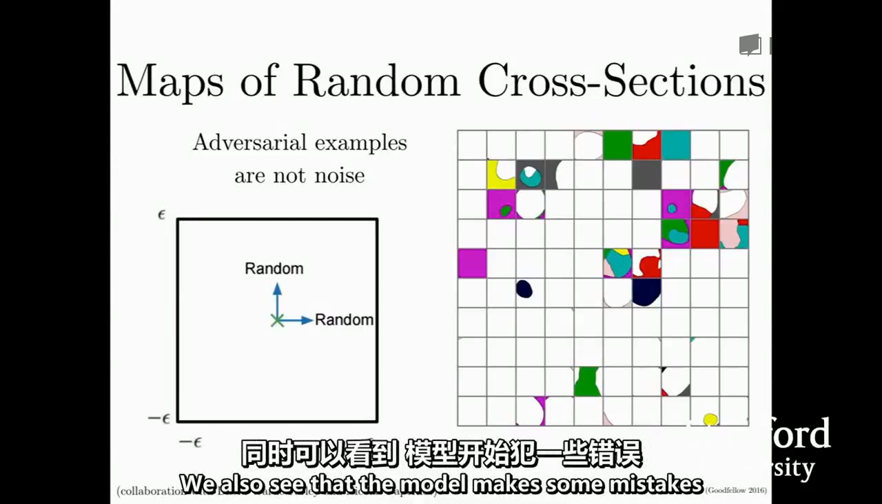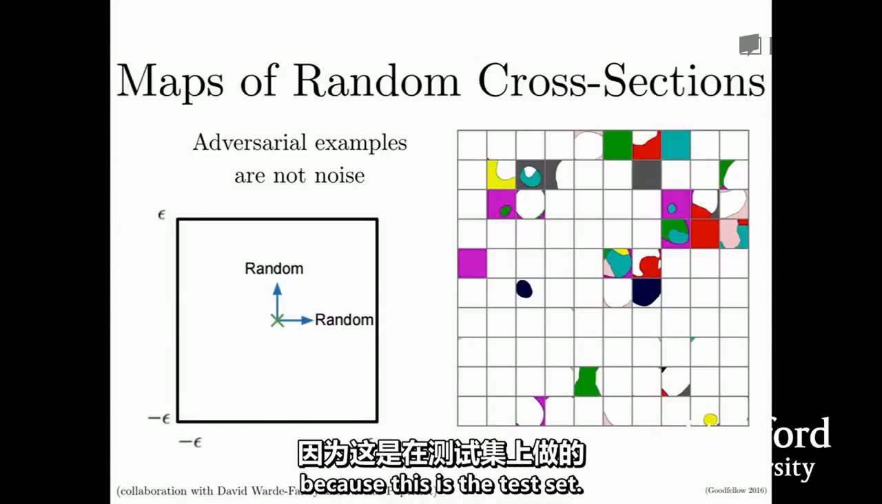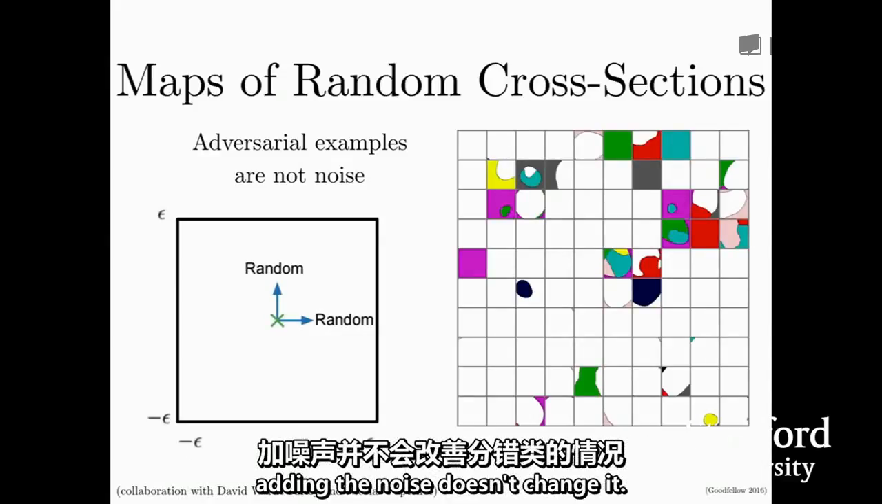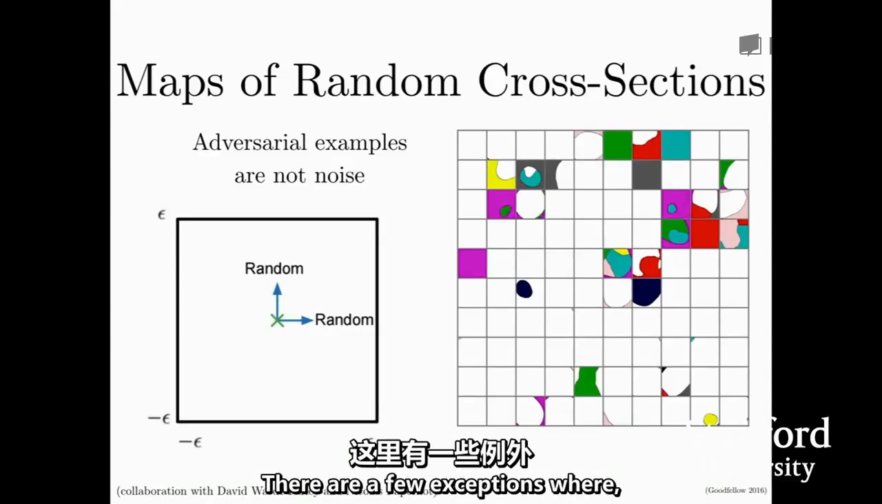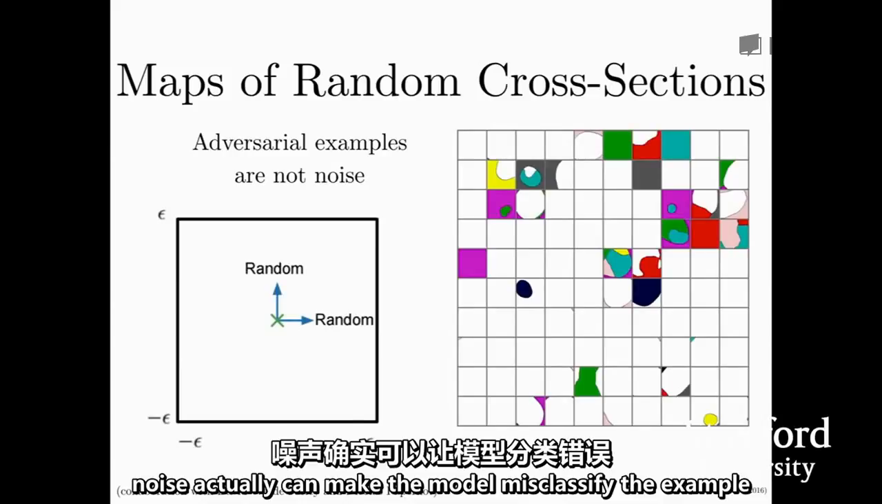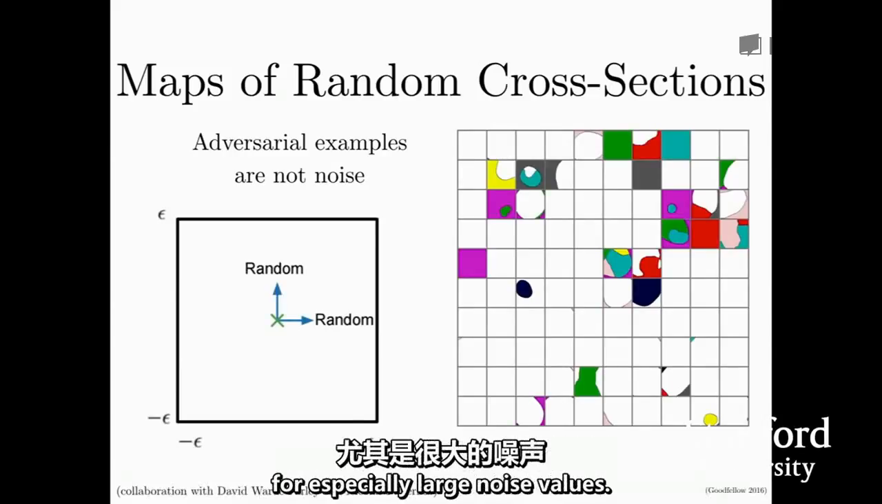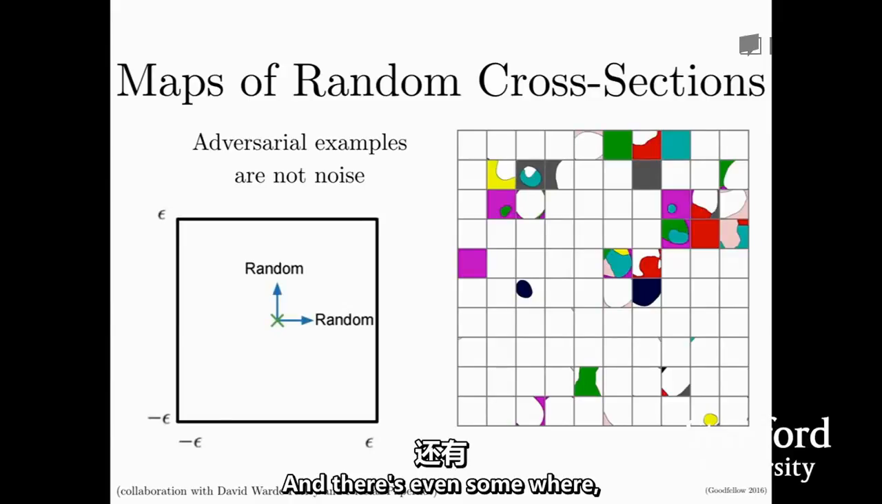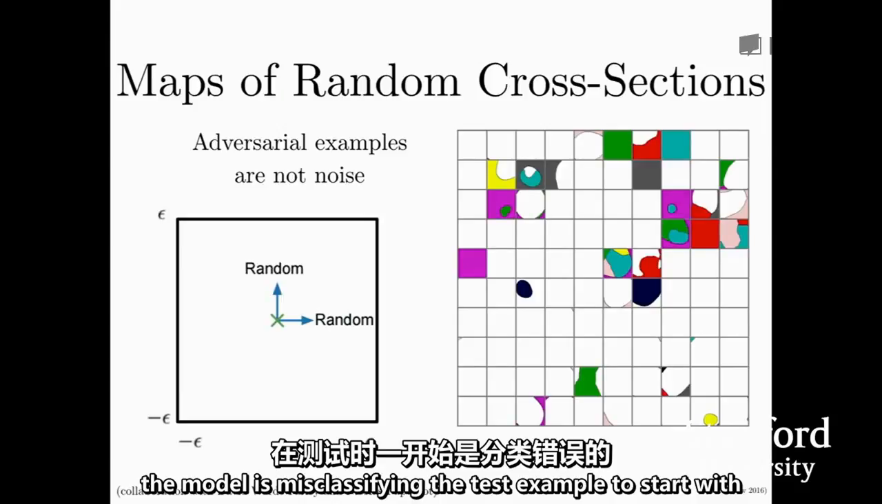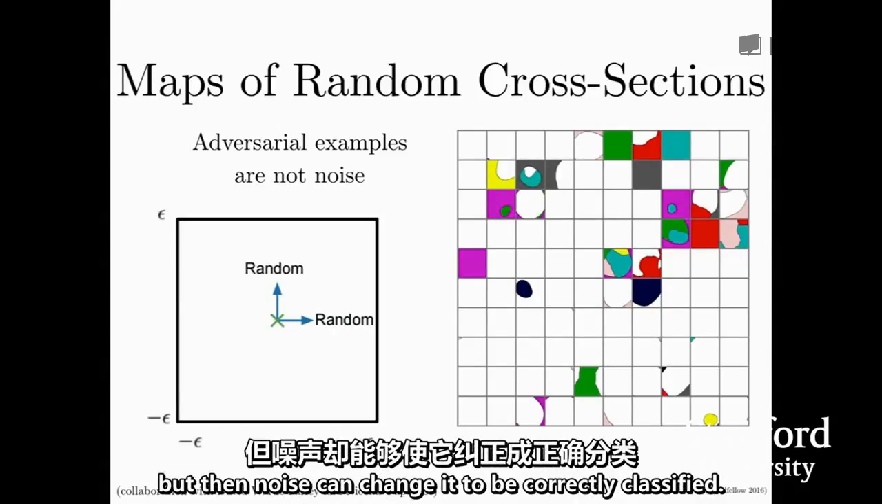We also see that the model makes some mistakes because this is the test set. And generally, if a test example starts out misclassified, adding the noise doesn't change it. There are a few exceptions where, if you look in the third row and third column, noise actually can make the model misclassify the example for especially large noise values. And there's even one in the top row where the model is misclassifying the test example to start with, but then noise can change it to be correctly classified.